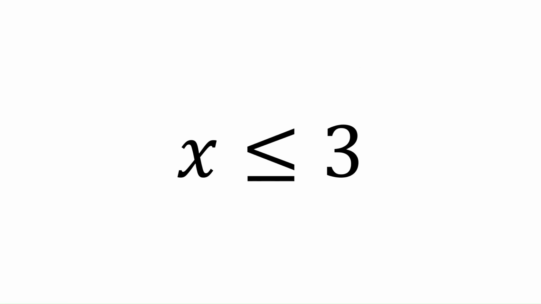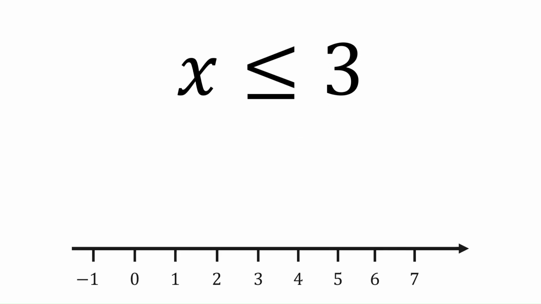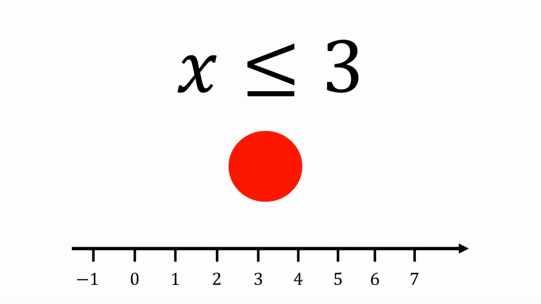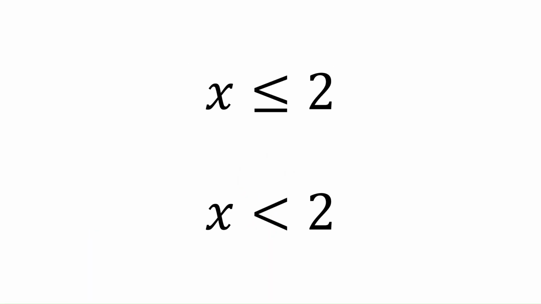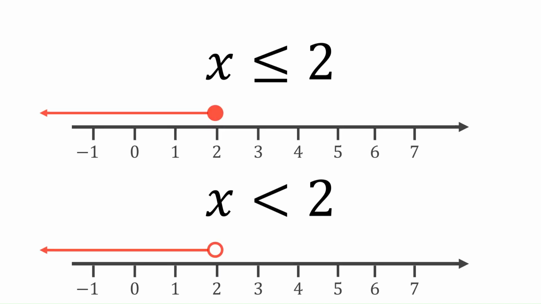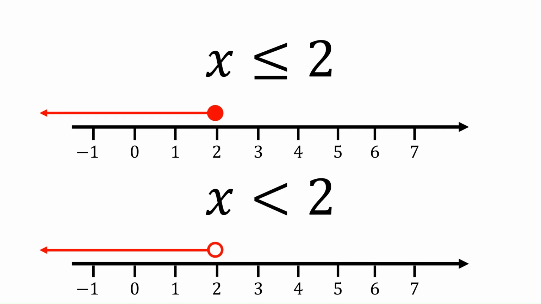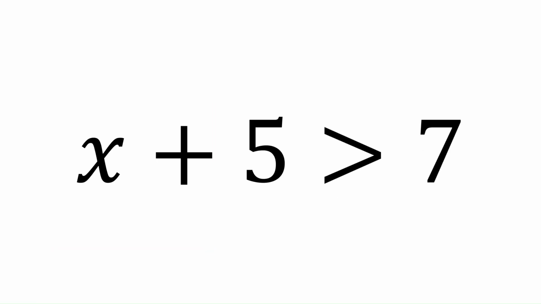If the inequality is less than or equal to 3, then 3 is allowed, so on the number line we'll use a filled circle and put an arrow to the left. So to compare the two, if x is less than 2, we use an open circle at 2 and put an arrow to the left. If x is less than or equal to 2, then we put a filled circle and put an arrow to the left.